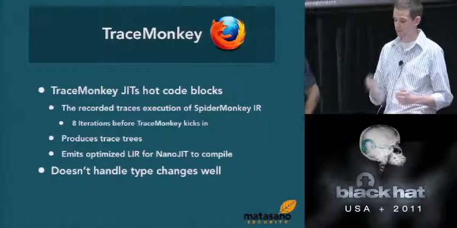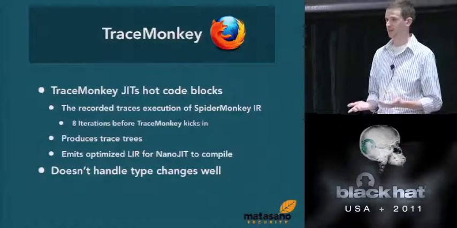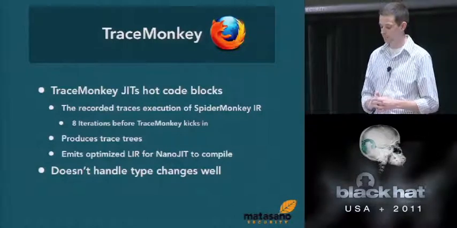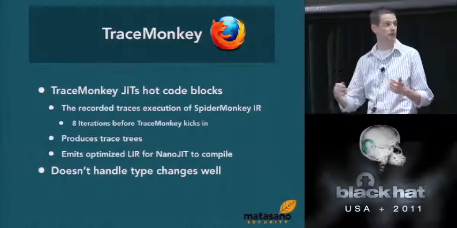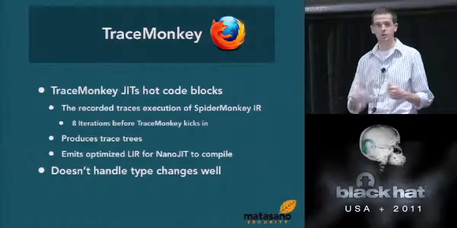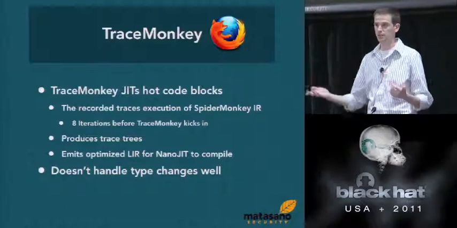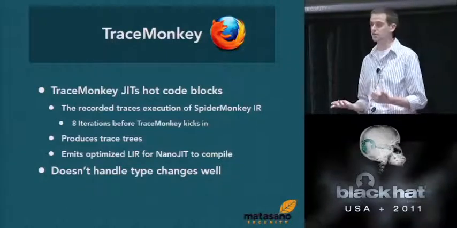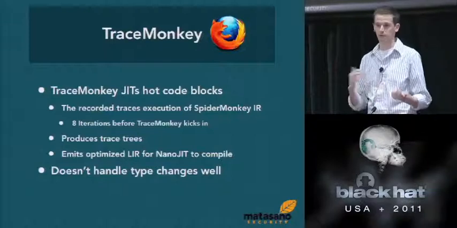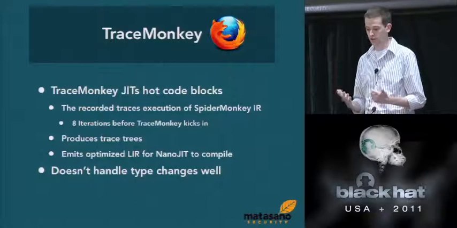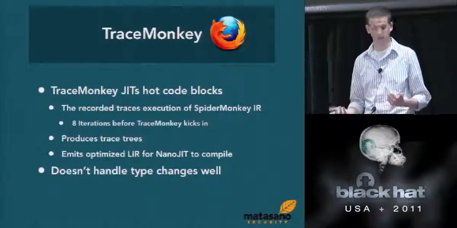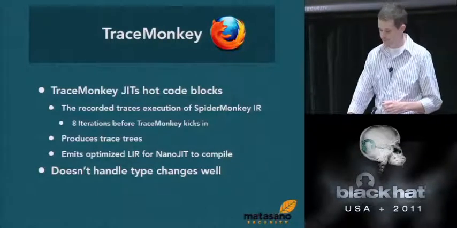There's a problem with TraceMonkey in that it doesn't handle type changes that well. For example, if you're iterating through loops and on the 5th loop it's an integer, but on the 6th and 7th loop it's a string, it has to use a different trace tree. That requires going back through the interpreter and doing some operations to account for that. So there's a reason that Firefox implemented a second JIT engine, which I'll get to in a minute.